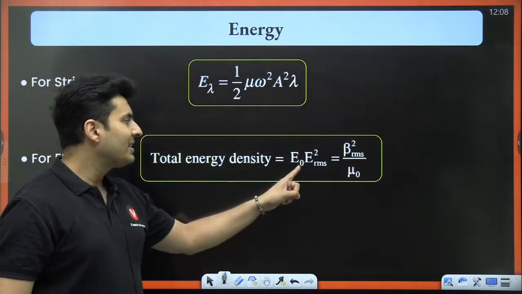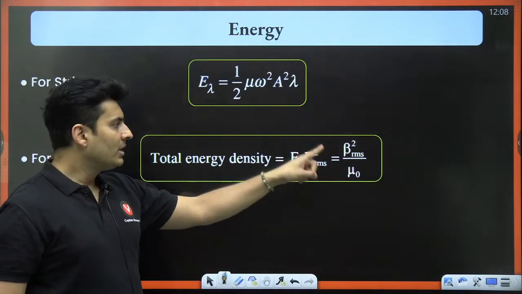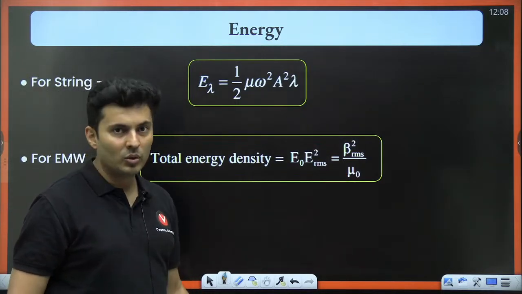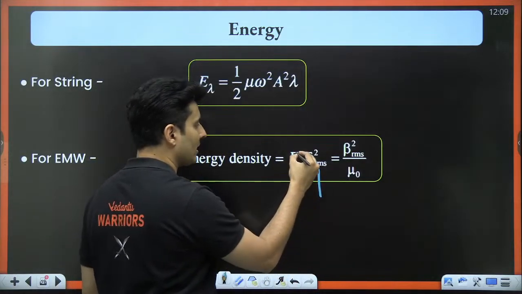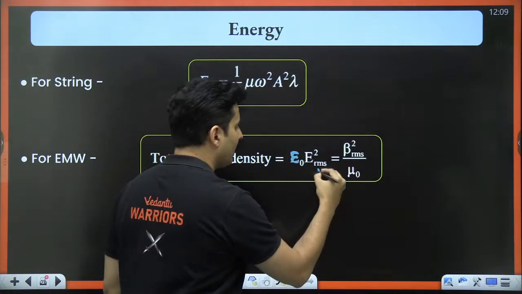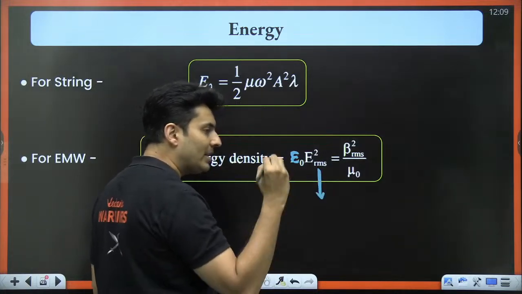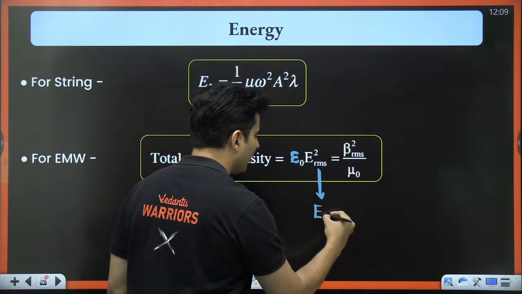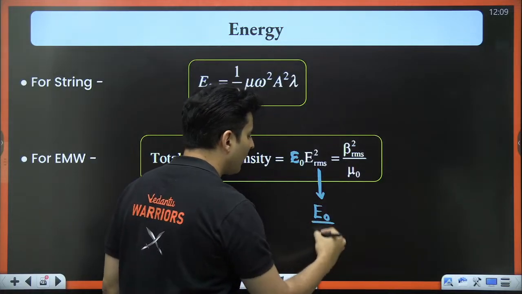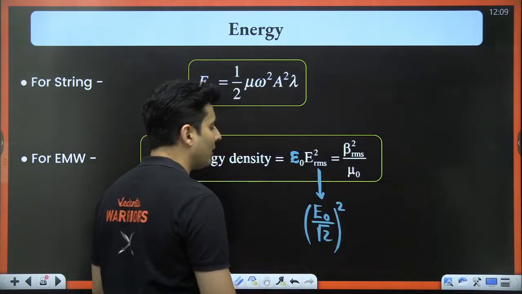It is basically epsilon naught E RMS square, which is also B RMS square by mu naught. If you are wondering what this RMS is, this is not E naught, this is actually epsilon naught. It has not come out properly. E RMS is the root mean square, and if you remember alternating circuits, it is nothing but maximum amplitude by root 2. So it is basically E naught by root 2 square.